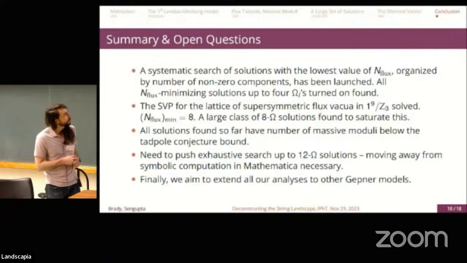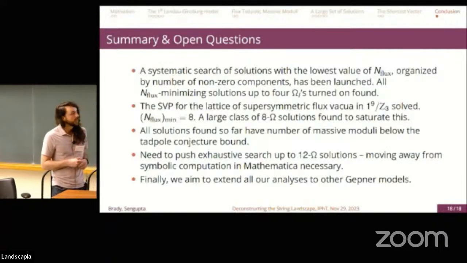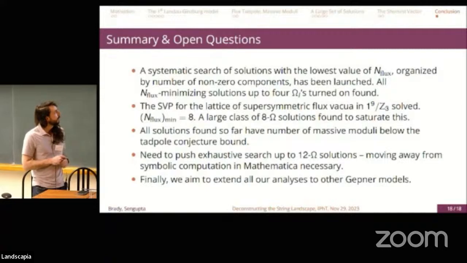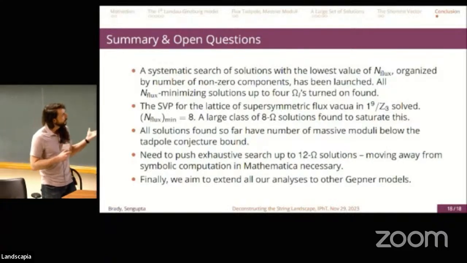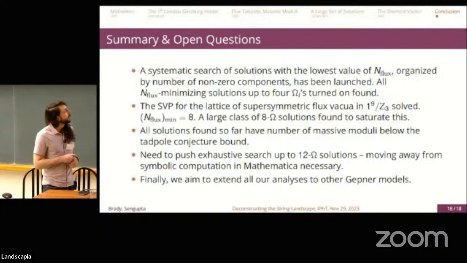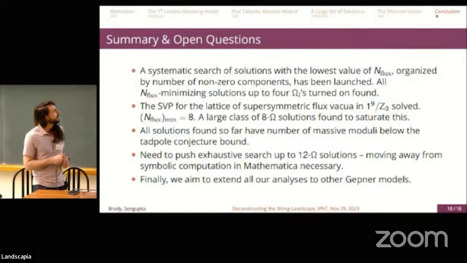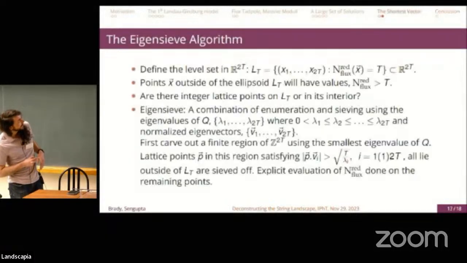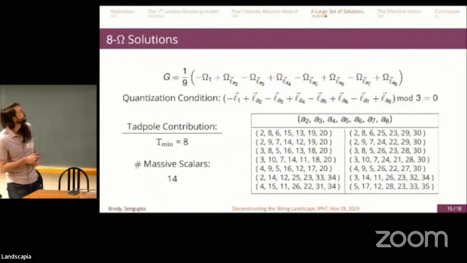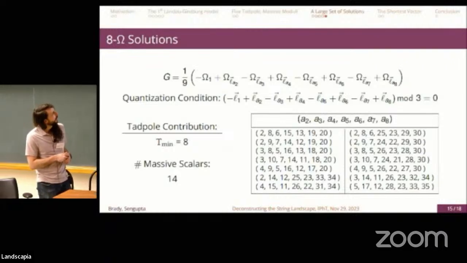So for the lattice of supersymmetric flux vacua, we find that the minimum tadpole is definitively 8. A large class of 8 omega solutions were found, but I should mention that this is not an exhaustive list. I think I must have skipped over the 8 omegas. Yes, I did. So the punchline was the 8 omegas. We find T-min is the minimum of this.